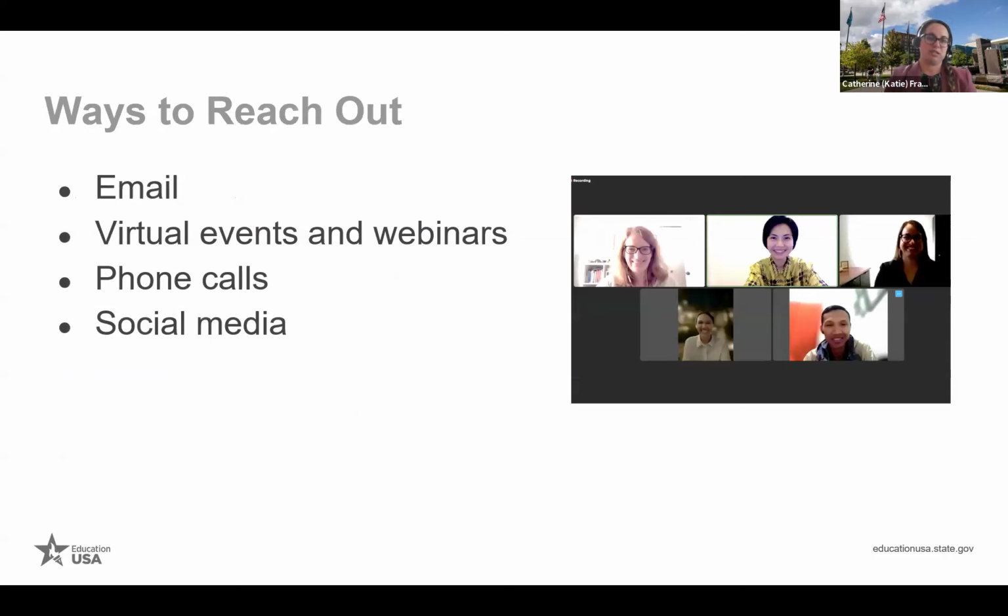And then the ways to reach out. So the first one obviously is email, and that is probably going to be your number one contact point, especially because that's really the main contact for higher ed in general. There's then also the virtual events and webinars. You can talk to them kind of one-on-one or in a group setting.